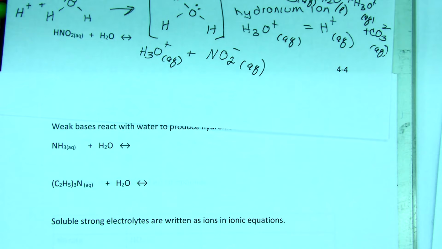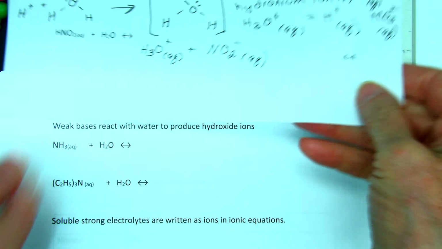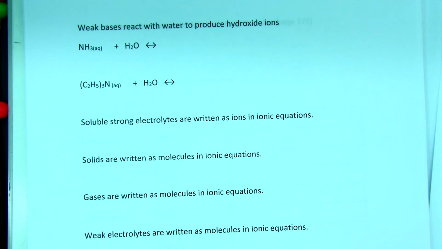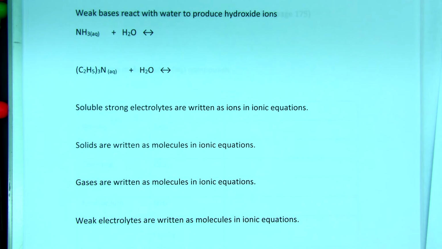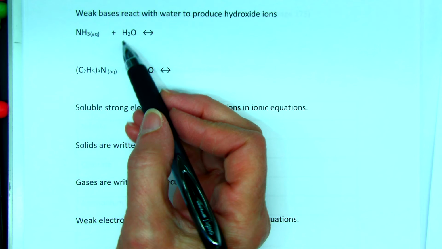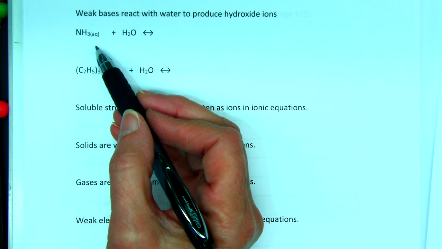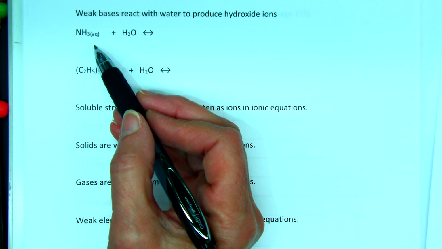So when we look at this now, weak acids react in an equilibrium with water, and weak bases also react with water, and that's where the hydroxide ion comes from. So when weak bases react with water, one of the protons is transferred to the base. Most weak bases are molecular compounds that contain nitrogen.